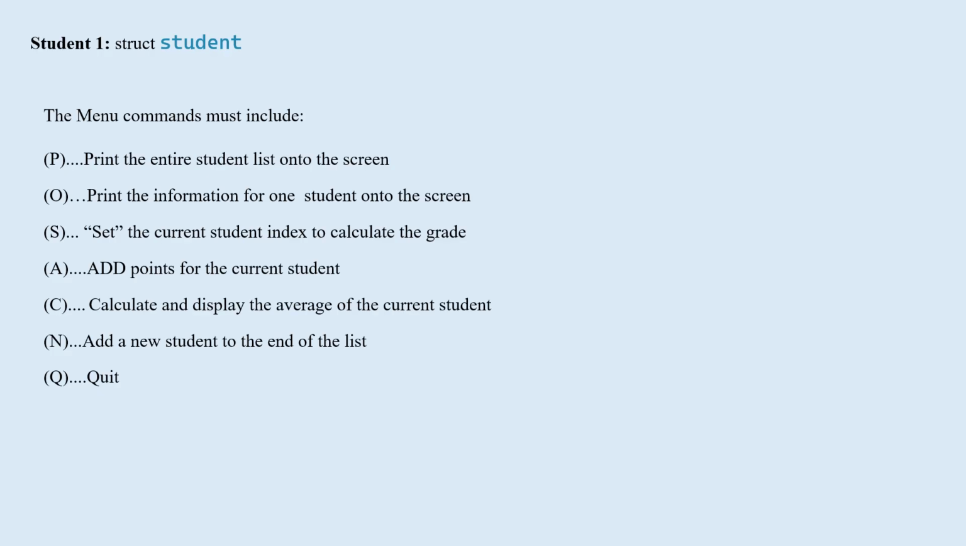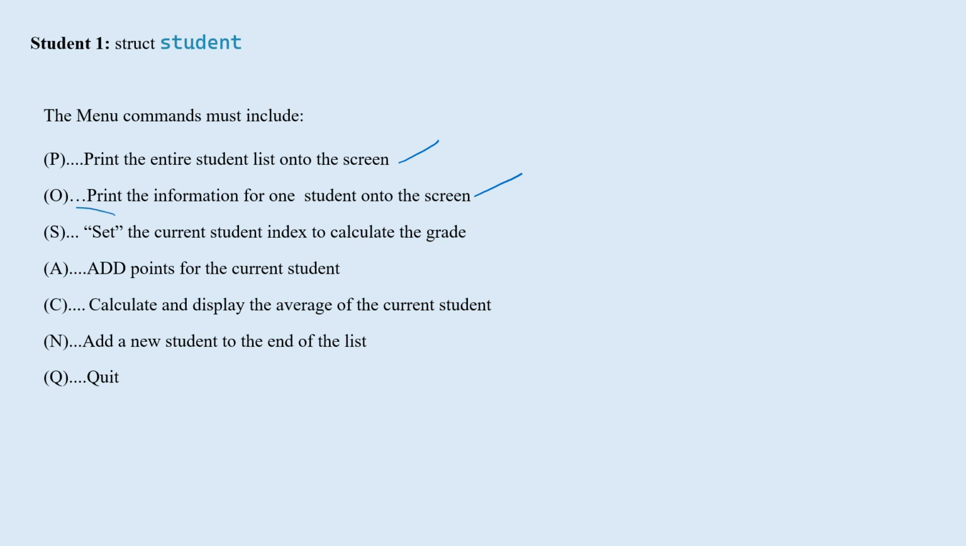All right, so if you decide to do student, you're going to add some menu commands. And the menu has changed a little bit. You can put the menu commands in any order. But the added features: we're going to have an array of structs, so you could print the entire list onto the screen. You can print the information for only one student onto the screen.